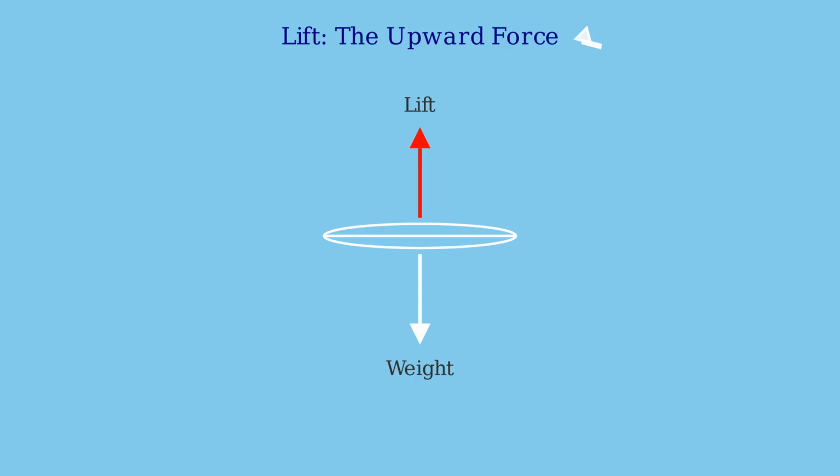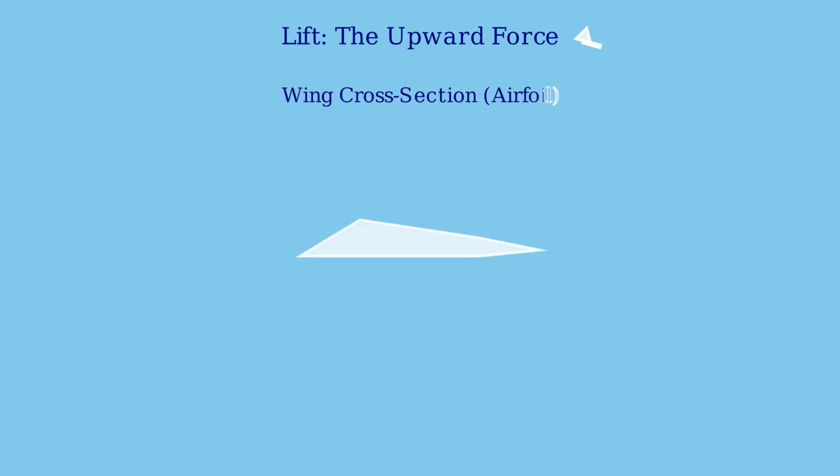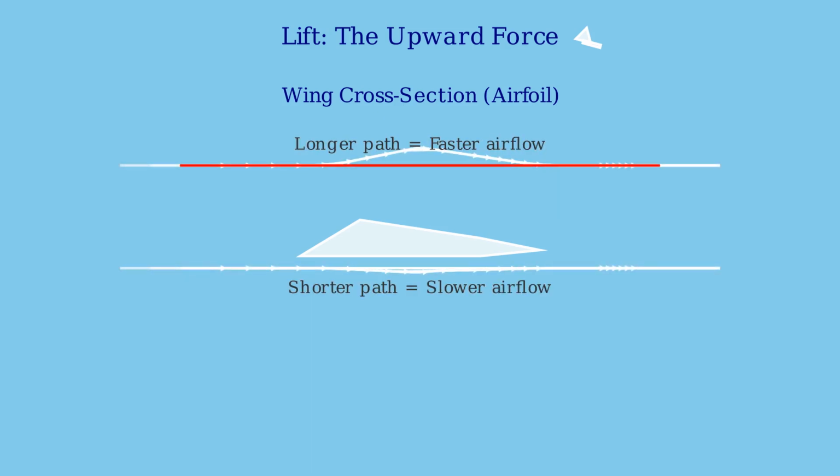Lift is the critical upward force that directly counteracts gravity. It's primarily generated by the airplane's wings and directly counteracts the weight of the aircraft. As air flows over and under a wing, the wing's curved upper surface creates a longer path than the flatter bottom surface. This means air travels faster over the top of the wing, covering a longer distance in the same time compared to air flowing under the wing.